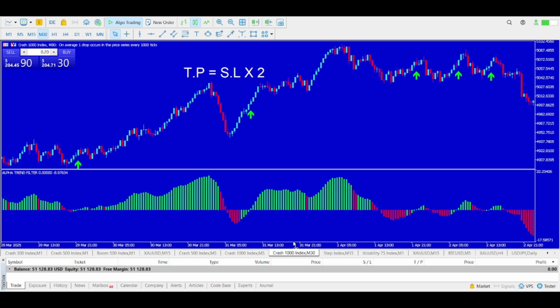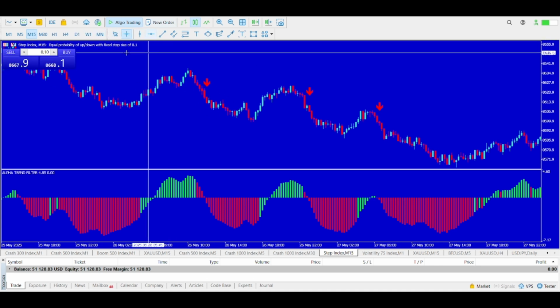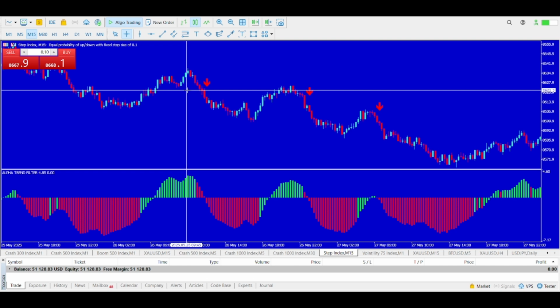So let's look at another asset. We're currently looking at crash 1000. So let's look at step index. In step index, we are also on the 50-minute time frame. Previously we were on the 30-minute time frame. Now we're on the 50-minute time frame. So with the 50-minute time frame, looking at step, we still implement the same thing.